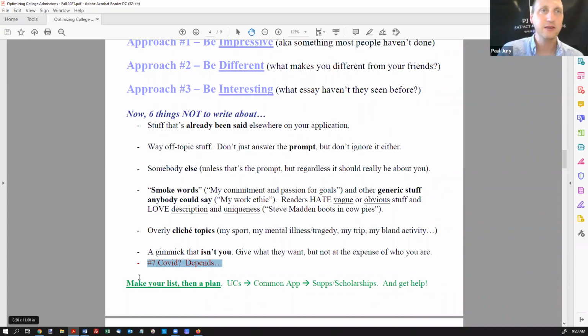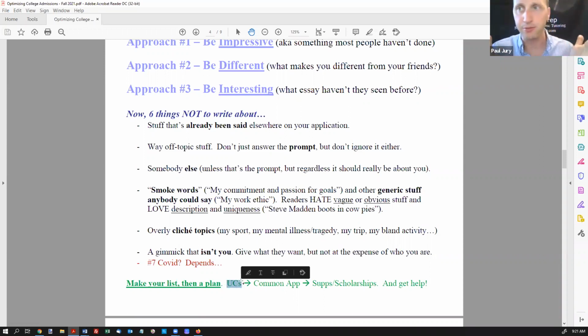Basically, make a list, then make your plan. I recommend doing the UC 4 essays first. That way you can narrow down: maybe you came up with 8 or 10 possible ideas, you narrowed it down to your favorite 4, you matched those to UC prompts, and then you took the best one, or sometimes you have 2 that are thematically related, and you connected those and made that your Common App longer essay. Then you can use the unused UCs for your supplements and scholarship essays.